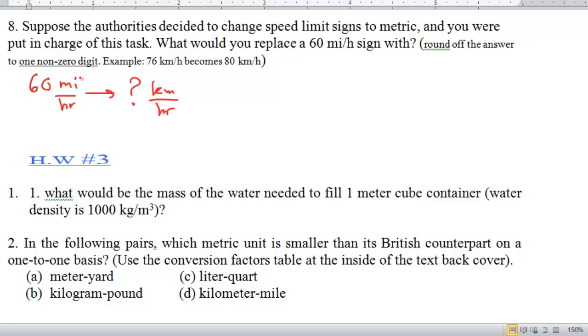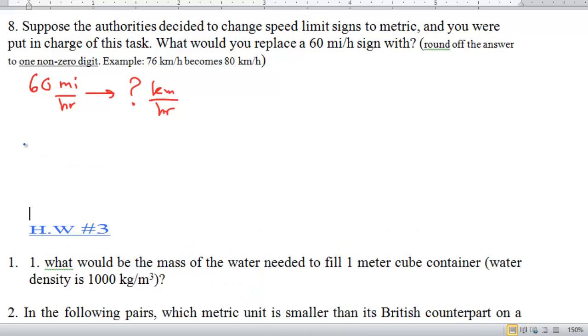Speed limits are not fractions, and usually they end with 0 or 5, like 85, 65, 70, 80, 90. You don't see 62 miles per hour or 63.5 miles per hour. It always ends with either 0 or 5, and it does not have fractions. In this conversion, we are keeping the denominator as it is, so we're not messing with the denominator. It's hour on the left hand side, also hour on the right hand side. We are changing only the numerator from miles to kilometer.